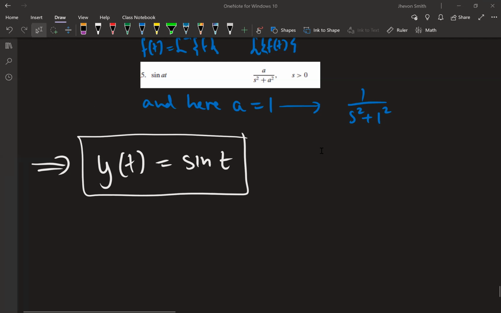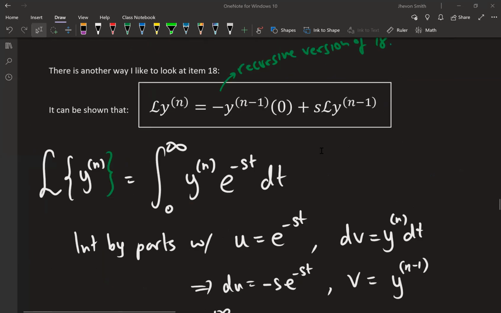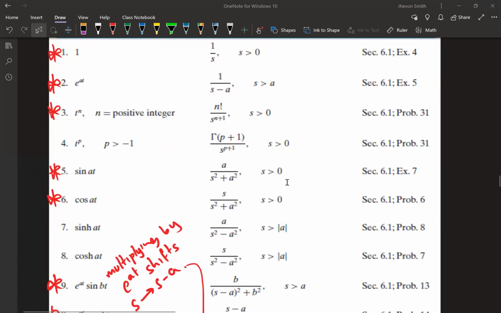Why isn't it cosine of t? That's a good question. If you go to the cosine of t, you'll notice that in the cosine version, version 6, the numerator actually has s in it. So the cosine comes from there being an s in the numerator, while the sine comes from there being a constant in the numerator. So that's why it's not the cosine.